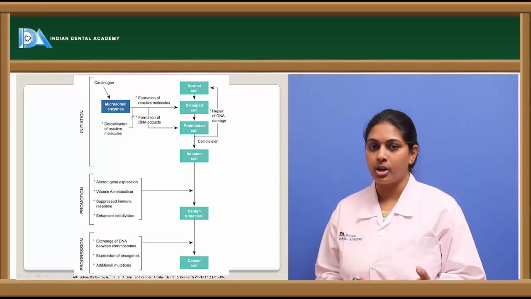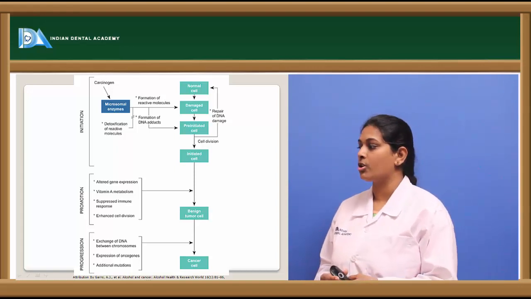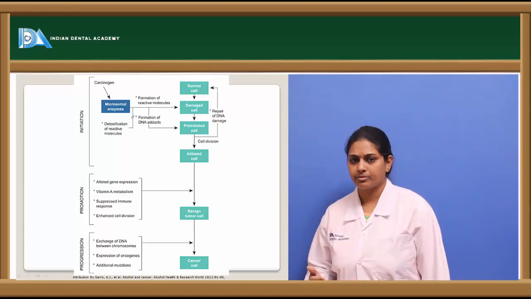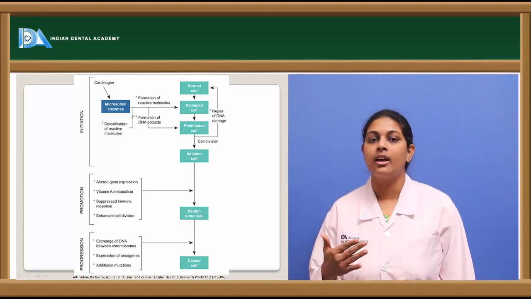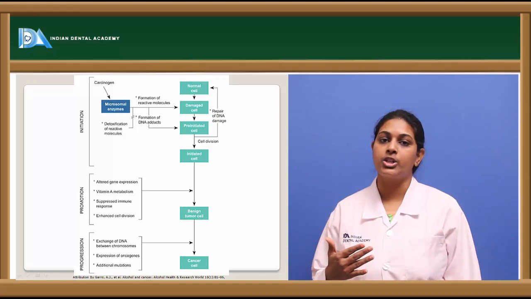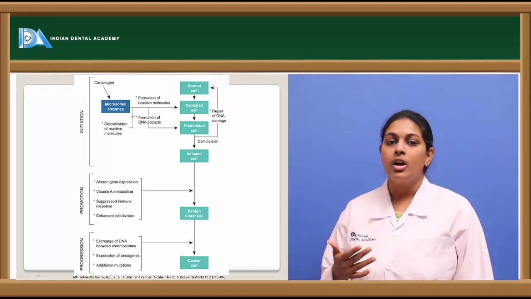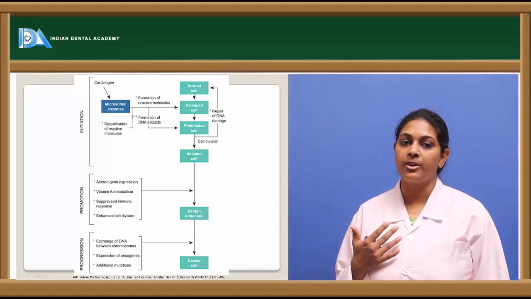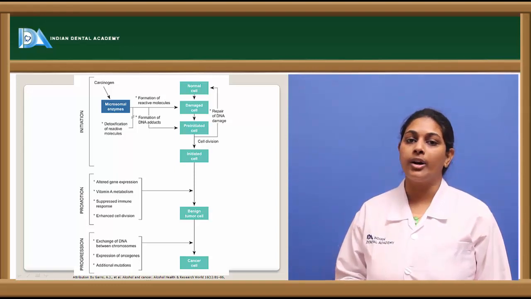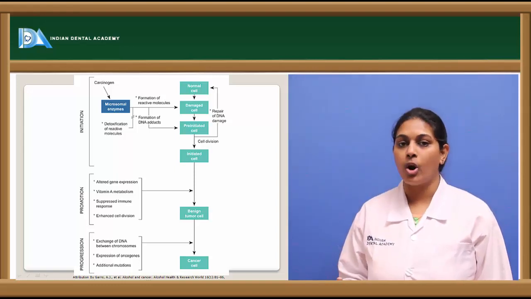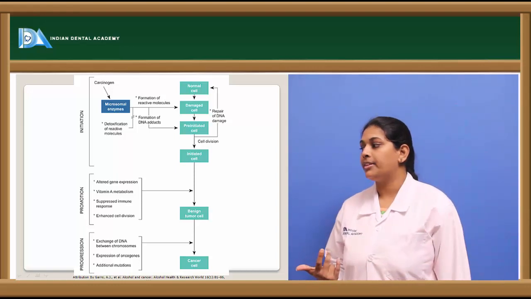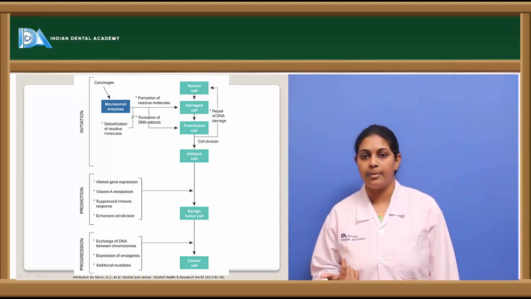So what happens in the promotion stage, or the proliferation stage, is that the damaged DNA carries the inherited characters, that is, the alteration in the DNA expression or the DNA composition. As already explained, it could be translocation, amplification or deletion, which could be any kind of altered gene expression. Other than that, it can also be vitamin A metabolism.